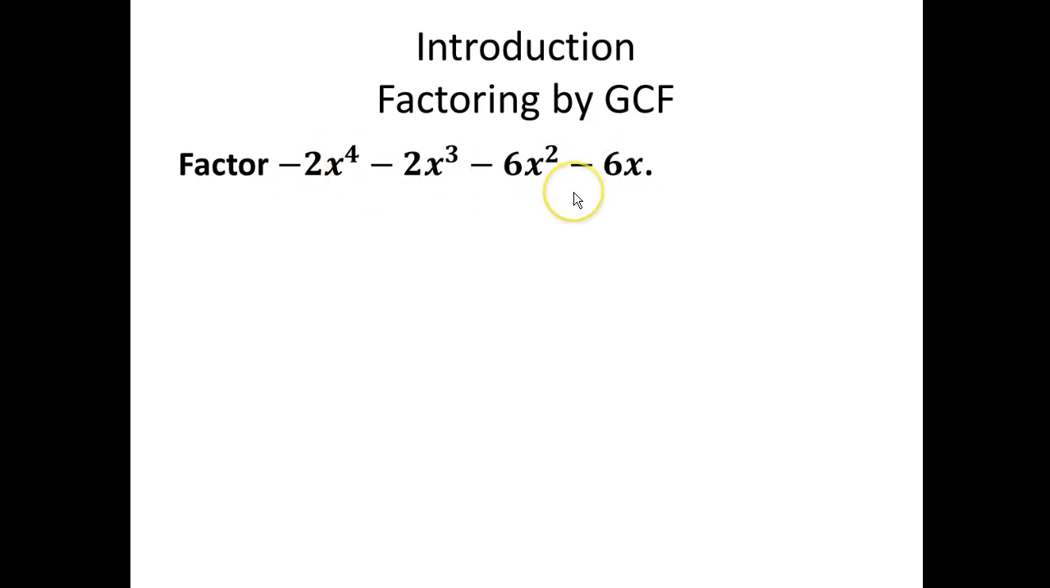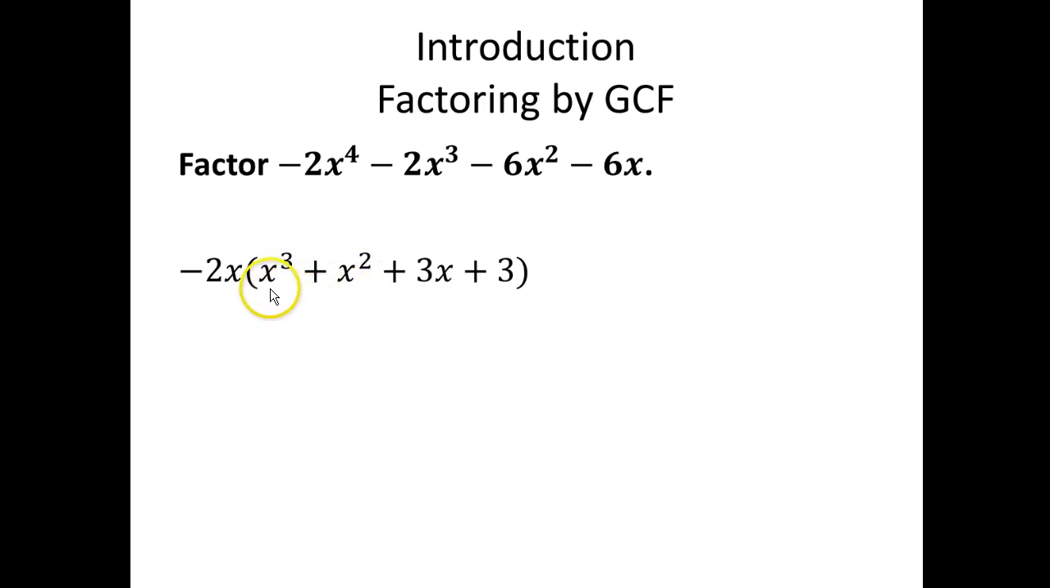Well, the first thing I want to do when I'm factoring in general is take out the greatest common factor from all terms. Notice that the greatest common factor here for all four terms would be negative 2x. So I factor out that negative 2x, and I'm left with the resulting polynomial with four terms. Then I look here inside the parentheses, and my next inclination would be to factor by grouping.